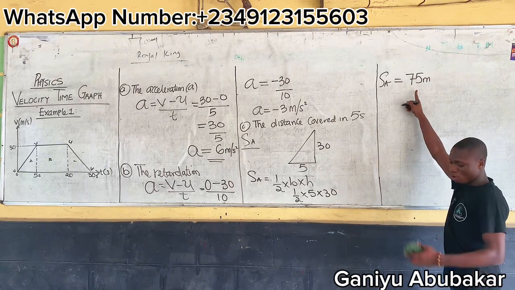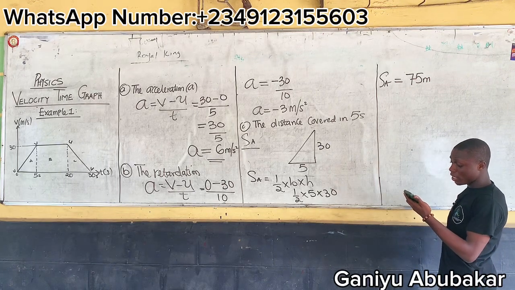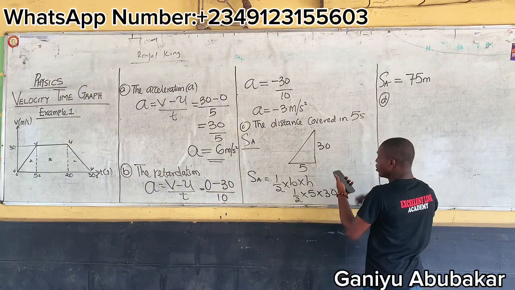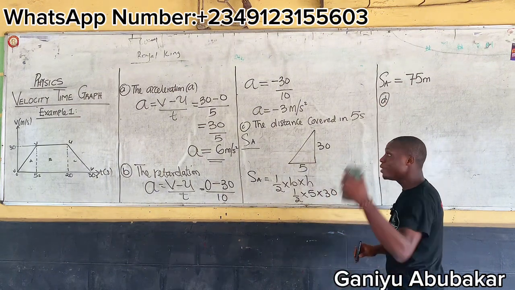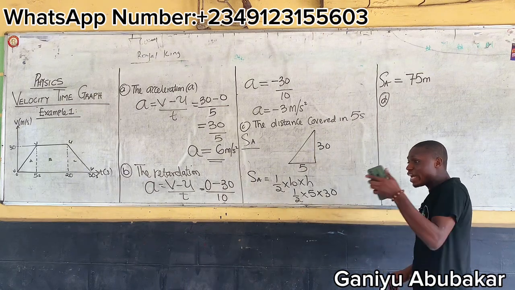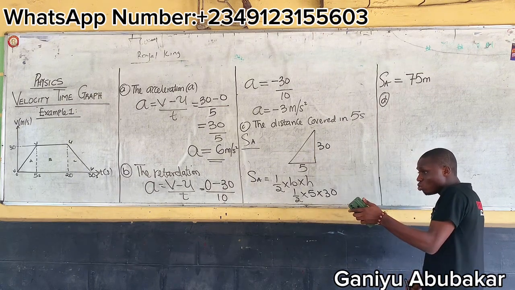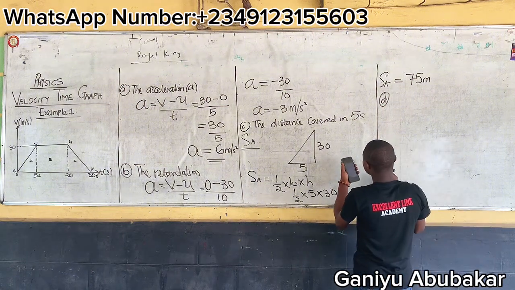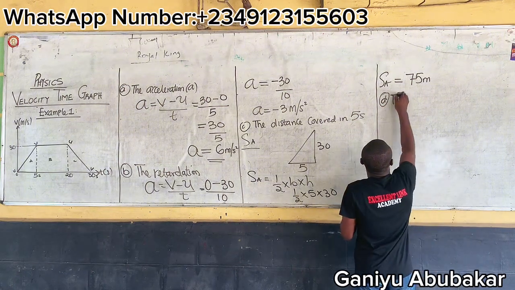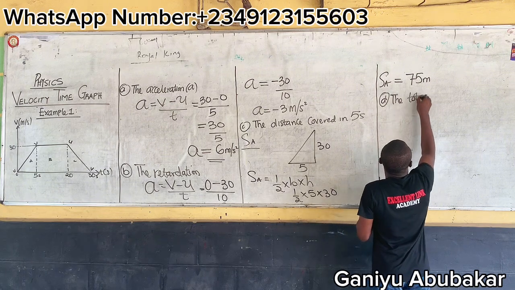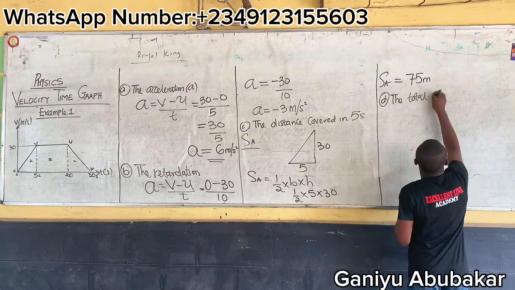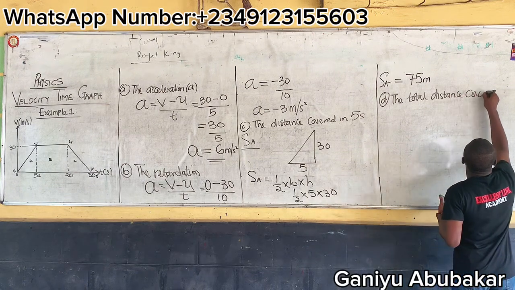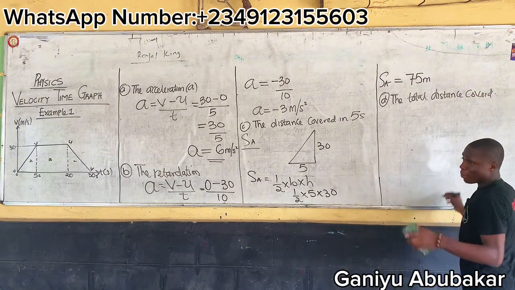What's the last one there? This question says the total distance covered from the beginning to the end. So look for the area of sections 1, 2, and 3, like A, B, and C. So let's get that down, please. It says the total distance covered.